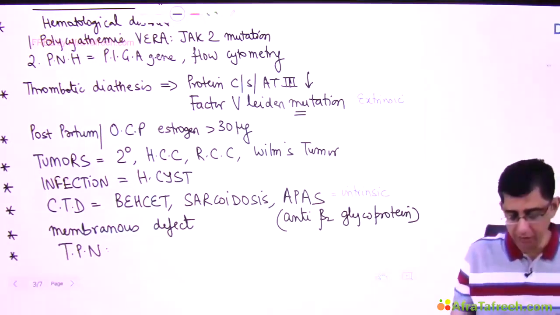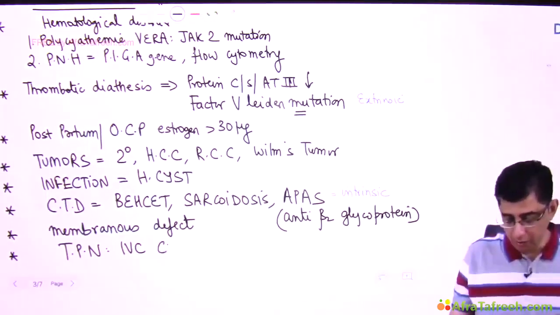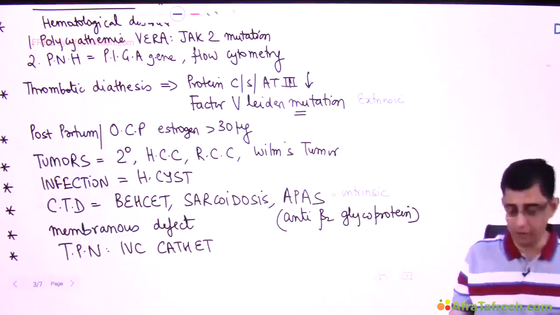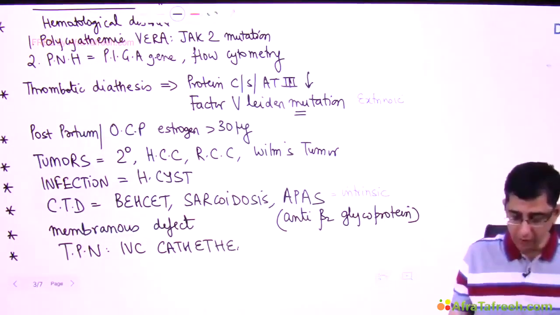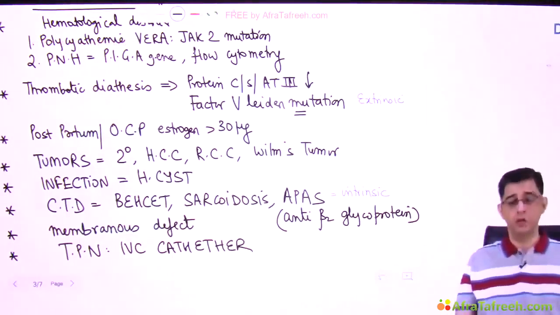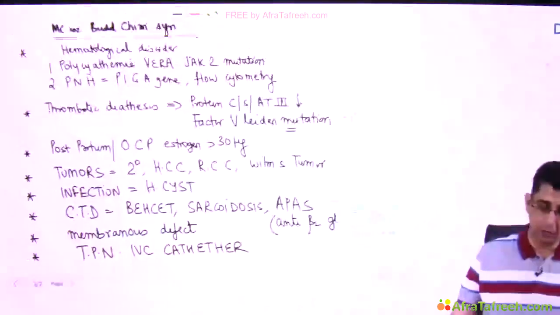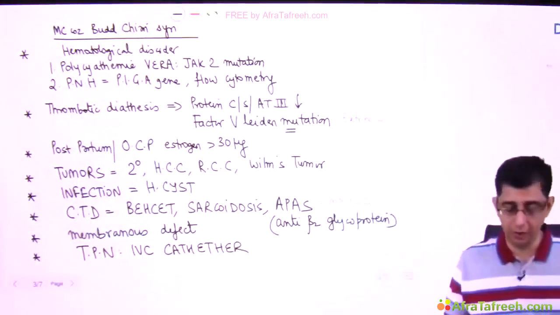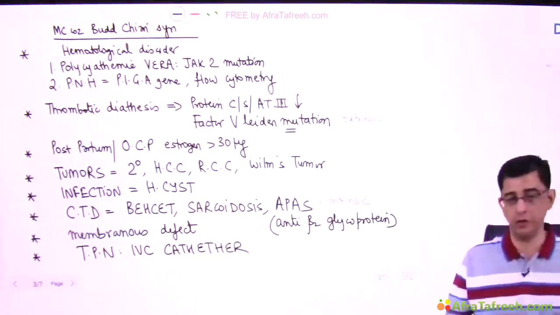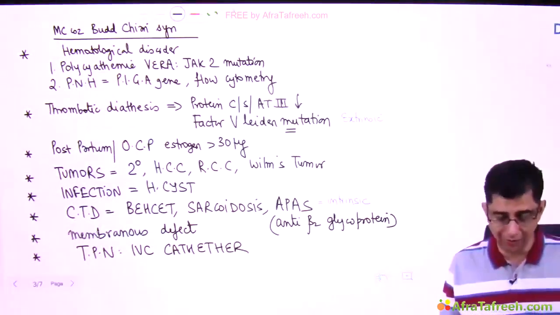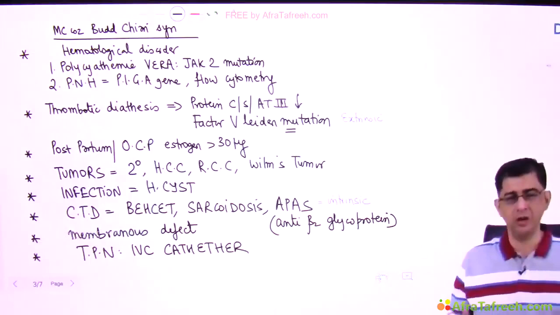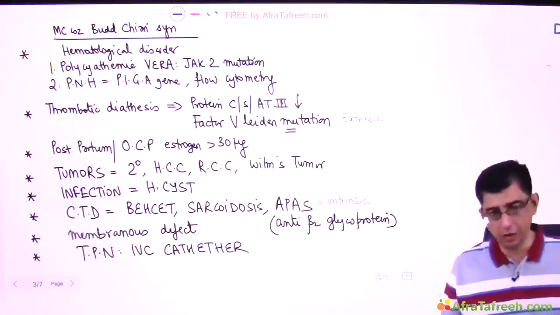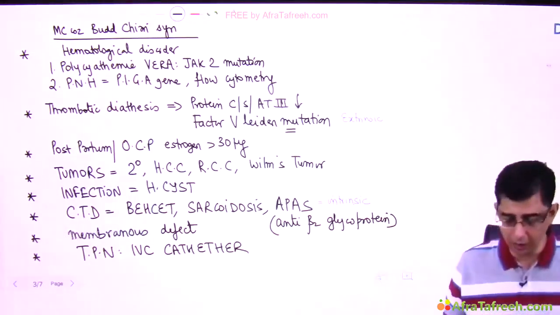The IVC catheter can contribute to the development of this, because any catheter in the body is a foreign material, so the IVC catheter could also contribute to it. So these are the usual causes why Budd-Chiari syndrome would develop in a patient. MCQ-wise, especially remember hematological and thrombotic diathesis in a patient. The remaining are, I would say, relatively less important, though anything is what he can ask.